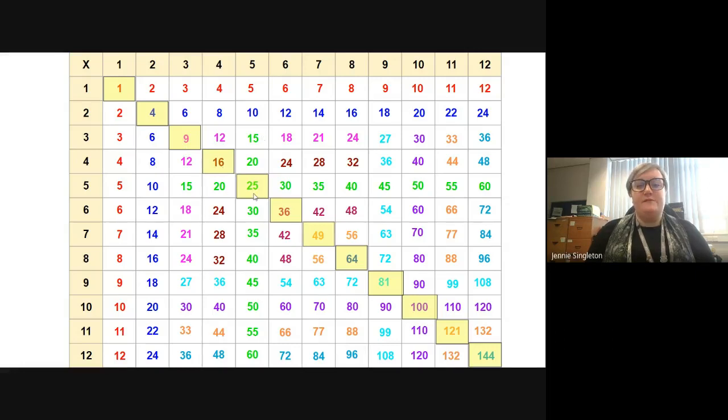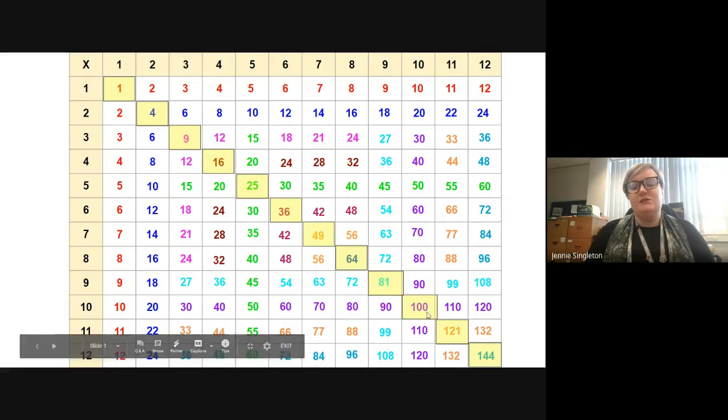5 times 5 gives us 25. 6 times 6 is 36. 7 times 7 is 49. 8 eights is 64. 9 nines is 81. 10 tens is 100. 11 elevens is 121. And 12 twelves is 144. Like I said, if you're doing functional level 1 or GCSE, you need to know that these numbers are square, what it means that they're square numbers, and be able to recognise them.